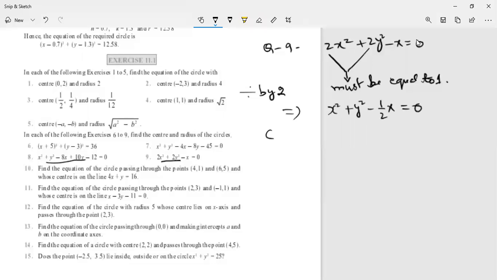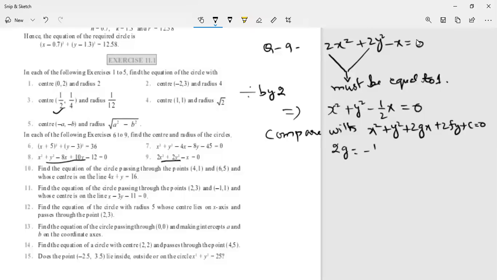Now we can find the center. So it will be compared with x square plus y square plus 2gx plus 2fy plus c is equal to 0. You can do this question also by using minus g, minus f to find the center, and the radius is under root g square plus f square minus c. We can find g, f and put here. Both are correct. So now comparing it with this one, 2g is equal to what?